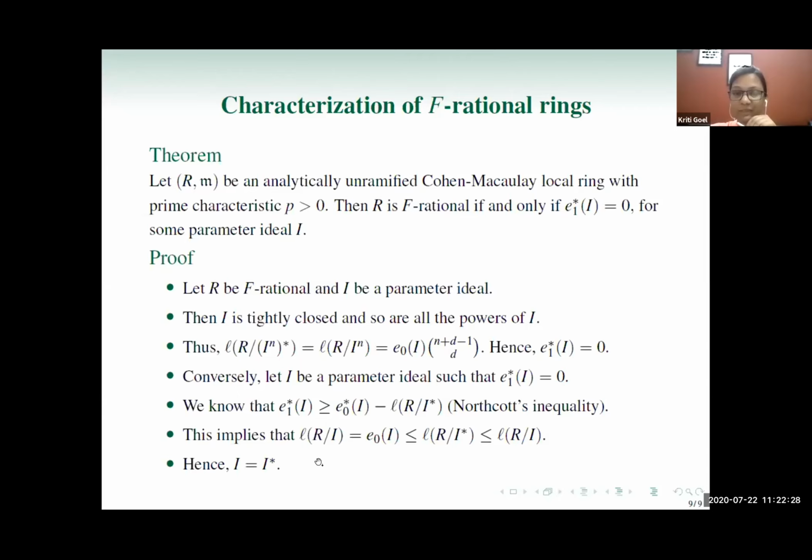So now we have a ring which is Cohen-Macaulay. We have a parameter ideal which is tightly closed. This will say that the ring is F-rational. So this completes the proof of the characterization. These are references, and thank you.